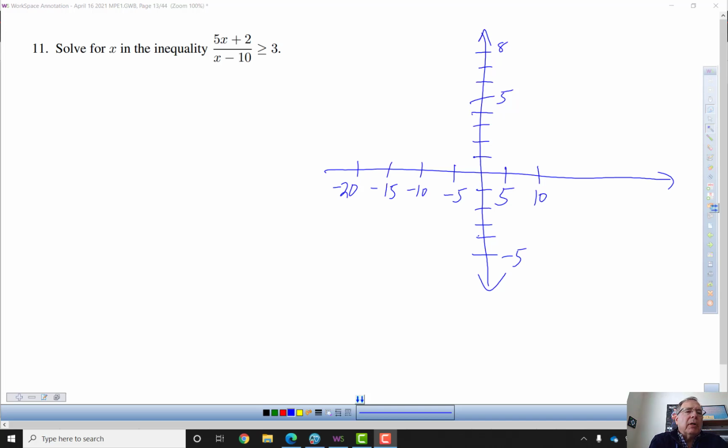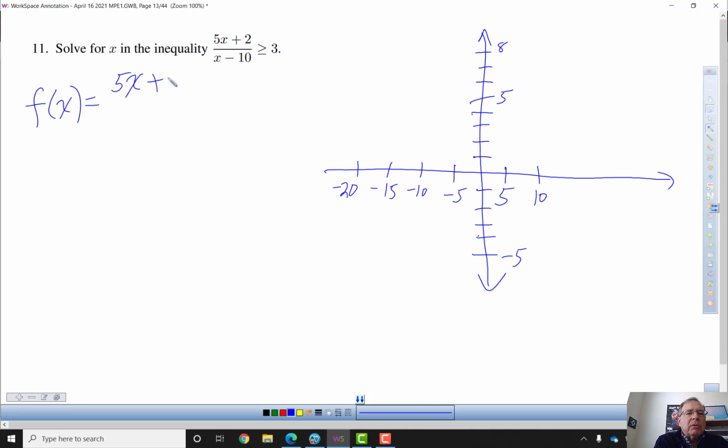So number 11 says solve for x in the inequality (5x + 2)/(x − 10) is greater than or equal to 3. Now I have a disagreement with how to solve this, but I'm going to show you my way first. So the first thing I'm going to do is turn the left side into a rational function.